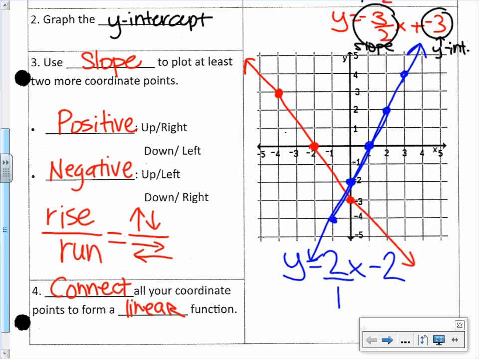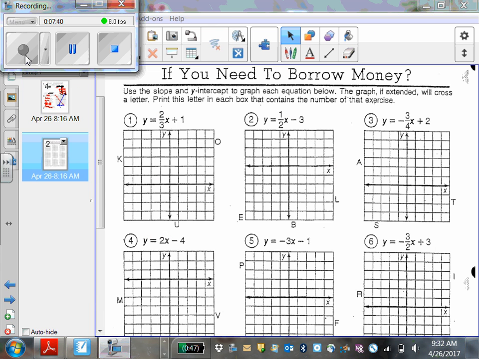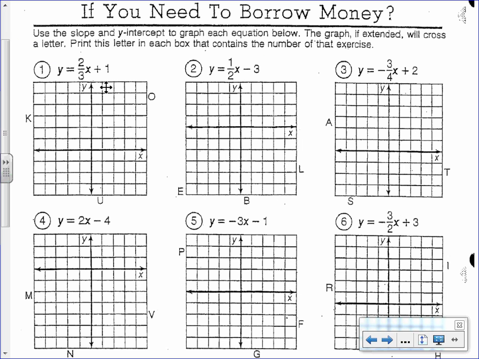Any questions on how I got those points? Any questions? Isn't this easier than the table method? So much easier. Okay, so if you all flip to the back, all right, so let's do number 1 together. It's already y equals, so we get to skip that step. But it's, what is the y-intercept? 1. So I'm putting my first dot at 1, which is right here.